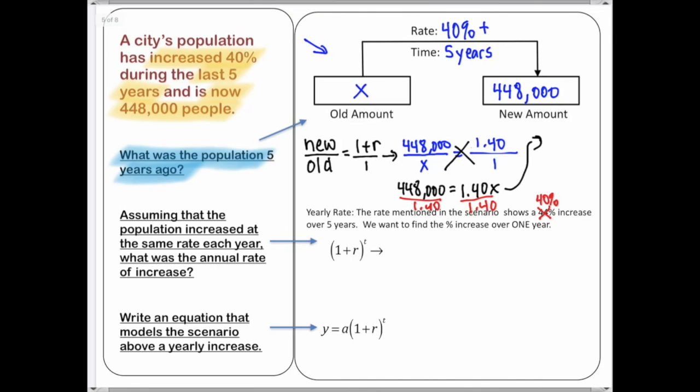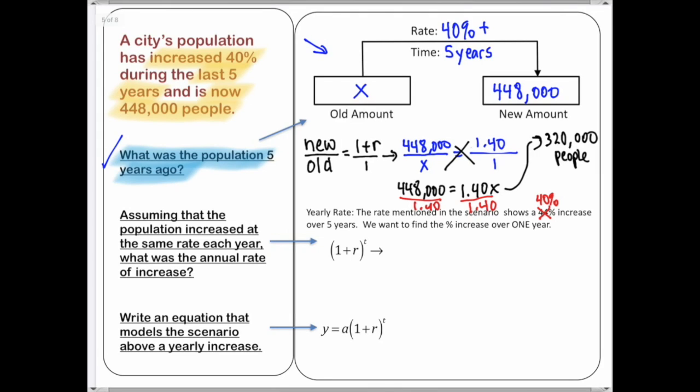Okay, so it looks like the amount of people is going to be this much. So in 5 years, there is that many people. So in 5 years, it looks like they gained quite a bit, right? And so we're going to check that off our list. That is the first part.